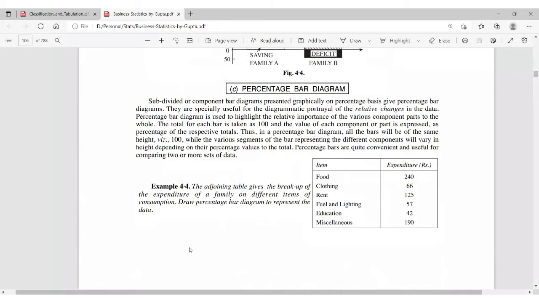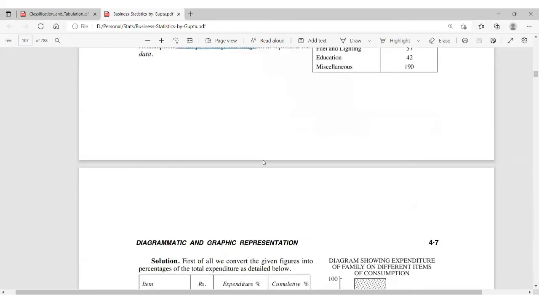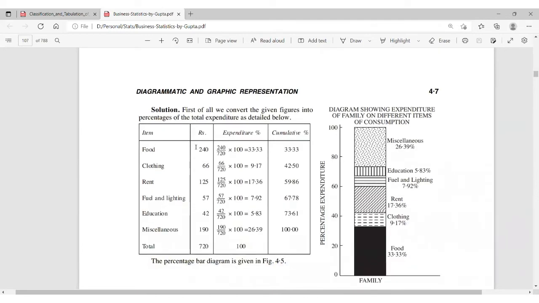Next, percentage bar diagrams. This expenditure is given. We have to draw the percentage bar diagram, right? So we have to find the percentage for that. How do we calculate the percentage? This data is given, so we make a percentage of this. The total comes to 720. We make a percentage for each and every category.